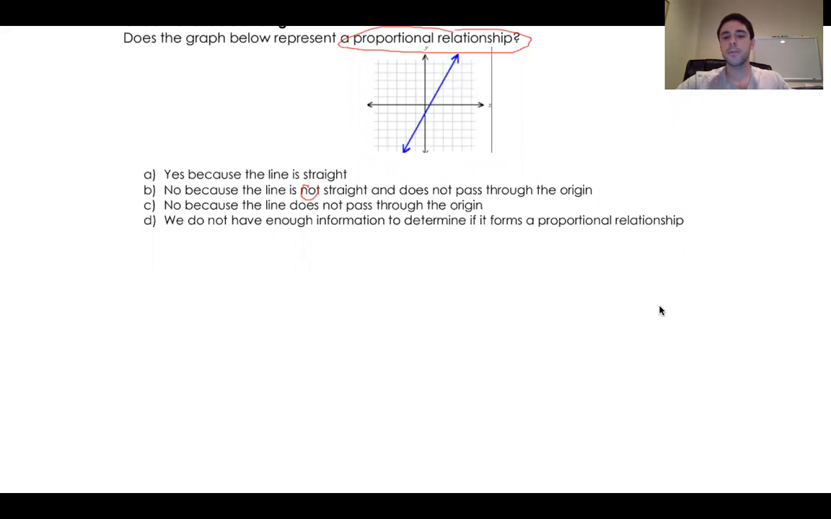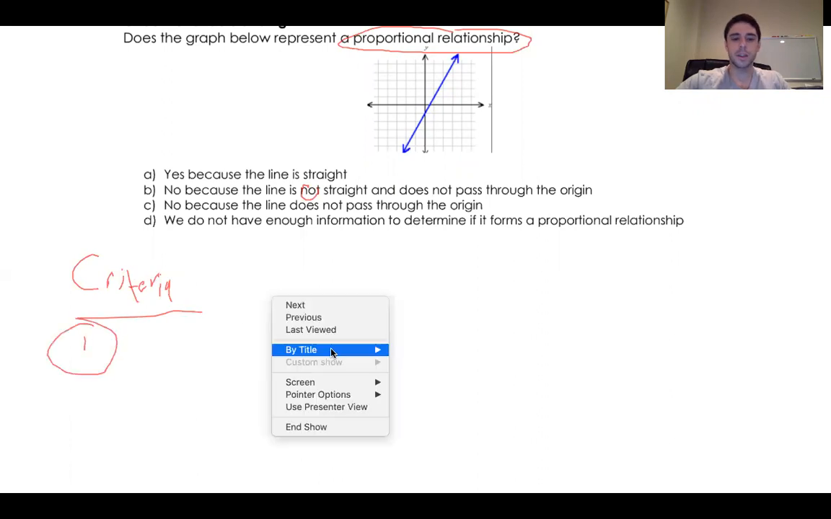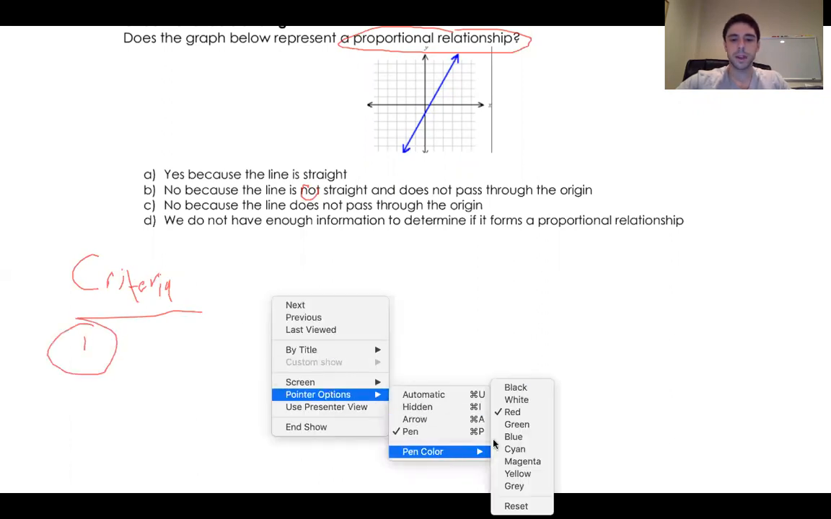So, before we answer A, B, C, or D, do we think this is a proportional relationship? No, it is not. Why not? What are two criteria for a proportional relationship? Excellent. So, our two criteria. What's one of our criteria? Let's make this a different color. Excellent. We have to have a straight line.